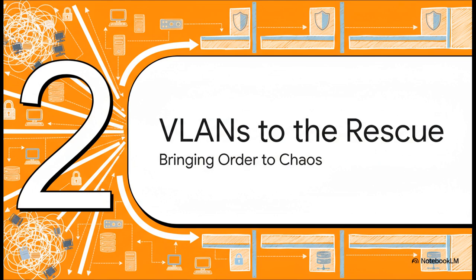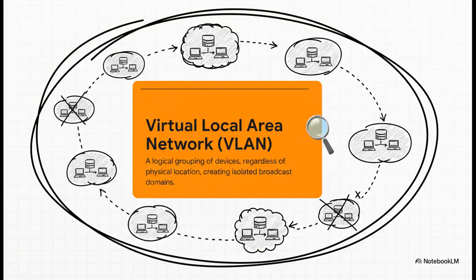Section 2, VLANs to the rescue. This is where we, as network admins, start to bring some much-needed order to all that chaos. Now, the most important word in this whole definition is logical. A VLAN is a virtual local area network. This means we don't care where a device is physically plugged in anymore. We're working at layer 2 to basically draw virtual lines, chopping up one big, noisy, insecure network into multiple smaller, quieter, and way more secure networks, all using the same physical switches.